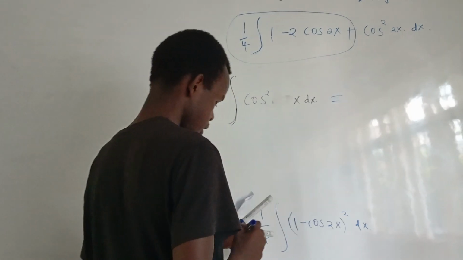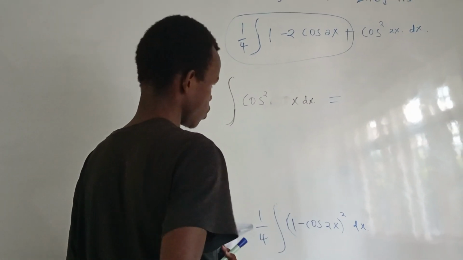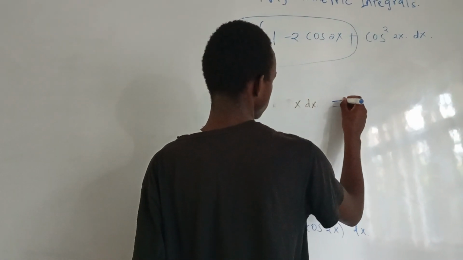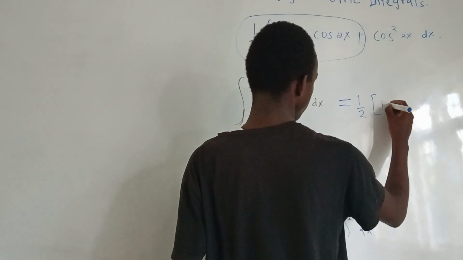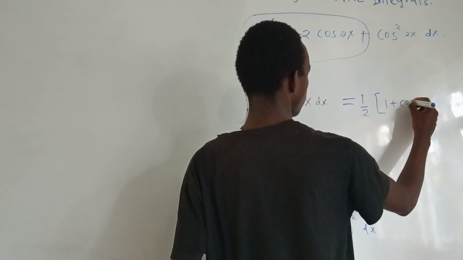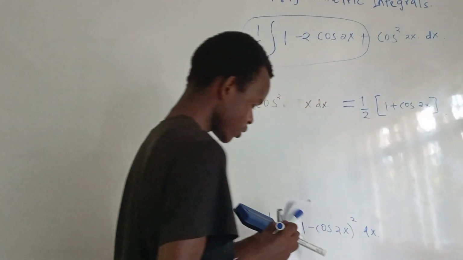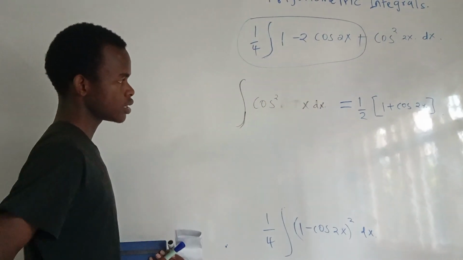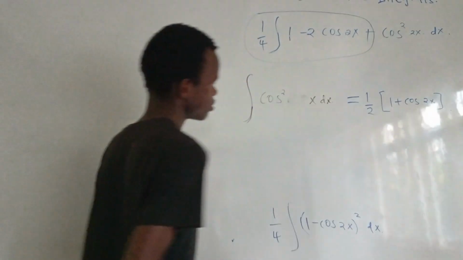It could have been, if it was x alone, it could have been a half into 1 plus cos 2x, right? But now the argument has been multiplied by 2. So again we will have to multiply this part by 2.